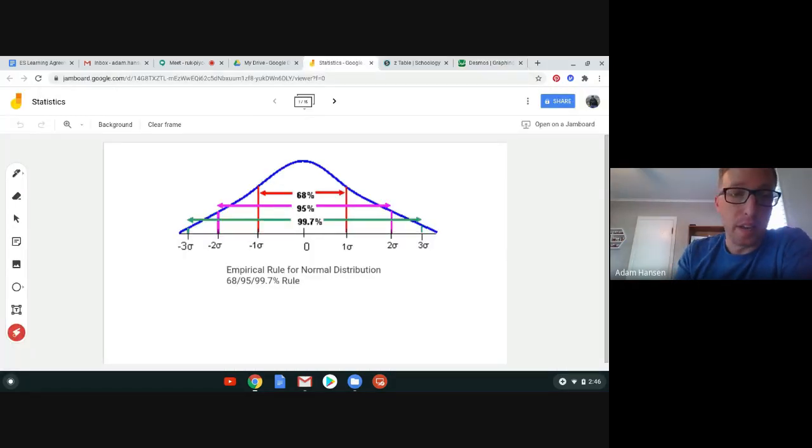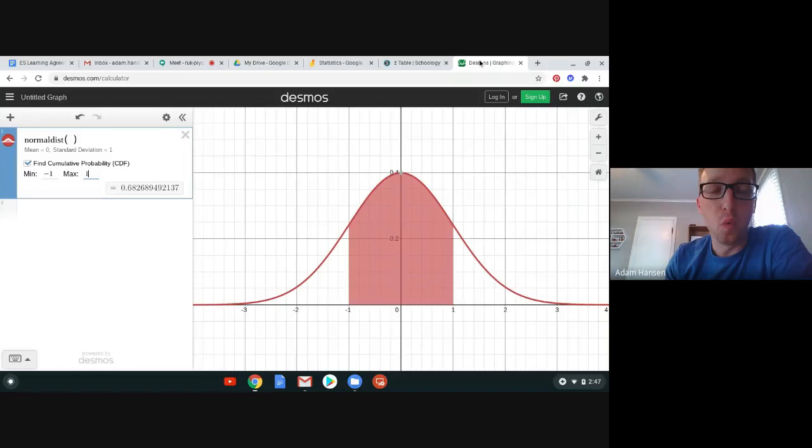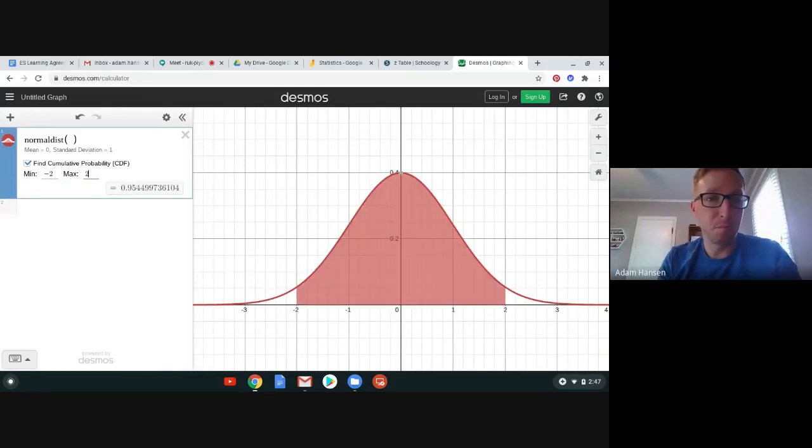If I extend that further, within 2 standard deviations of the mean lies even more, 95% of the data. Given a normal distribution, within 2 standard deviations lies 95% of the data. So looking here on Desmos, I can see that if I extend it out further into the tails to 2 standard deviations, either above or below the mean, now I've got 95% of the distribution. 95% of all data is within 2 standard deviations of the mean, given a normal curve.